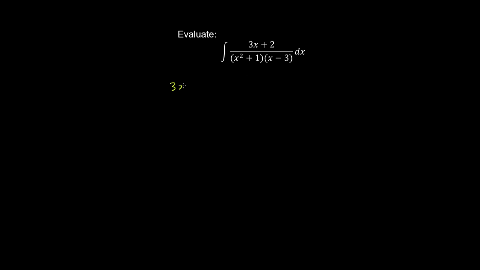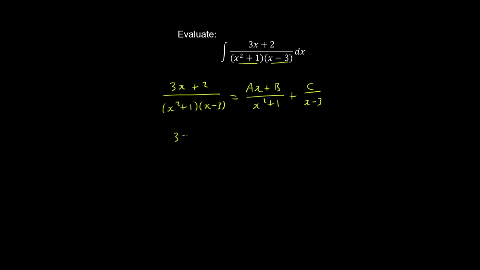Let's evaluate this integral. So we have the degree of the polynomial in the numerator is smaller than the degree of the polynomial in the denominator. And what we have first is an irreducible quadratic. So we write ax plus b over x squared plus 1. And we have a distinct linear factor, so we can write c on x minus 3 as our partial fraction. And then multiplying through by the denominator, we get 3x plus 2 is equal to ax plus b, that's multiplied by x minus 3, plus c by x squared plus 1.